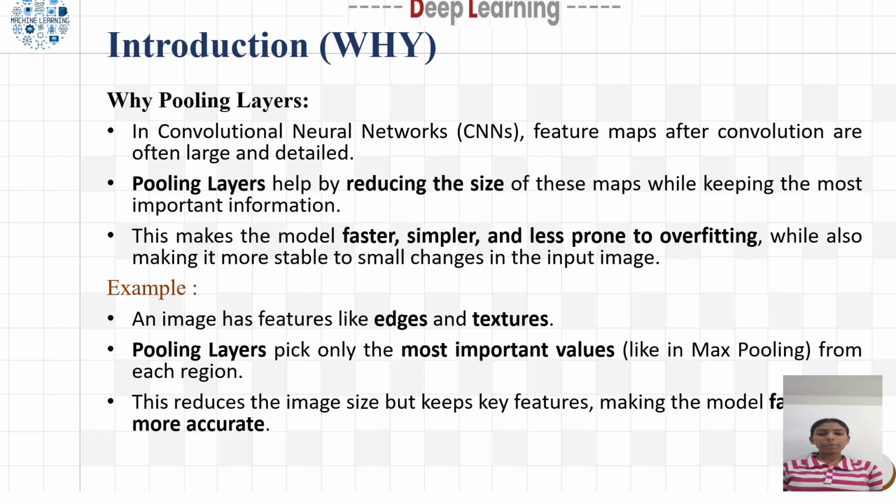For example, an image has features like edges and textures. The pooling layer picks the most important features from the image so that it reduces the image size but keeps the important features, making the model faster and more accurate. In simple words, the pooling layer creates a summary of the data. It helps the network focus on essential information rather than the whole data.